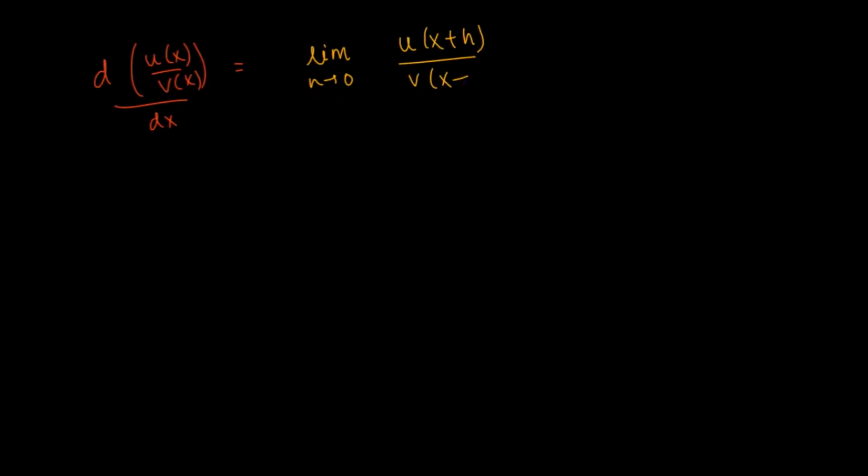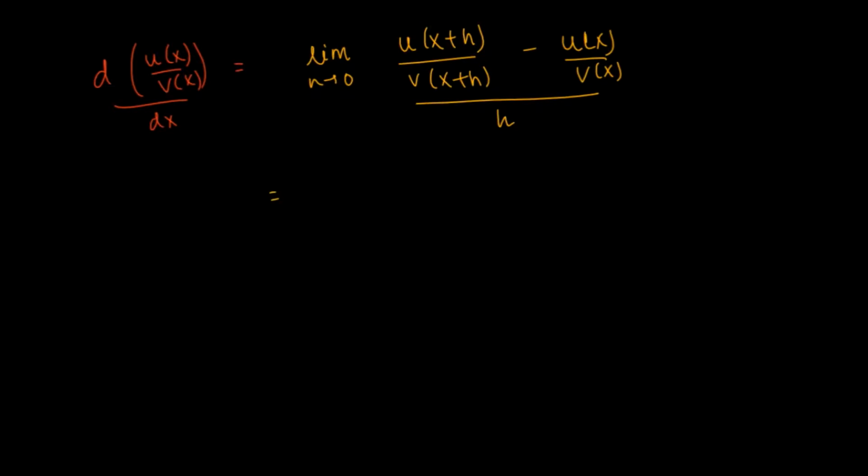So we want to figure out the derivative of u of x over v of x, all of this with respect to x, of course. This can be written as the limit as h goes to 0 of u of x plus h divided by v of x plus h, minus u of x divided by v of x, all of this divided by h.